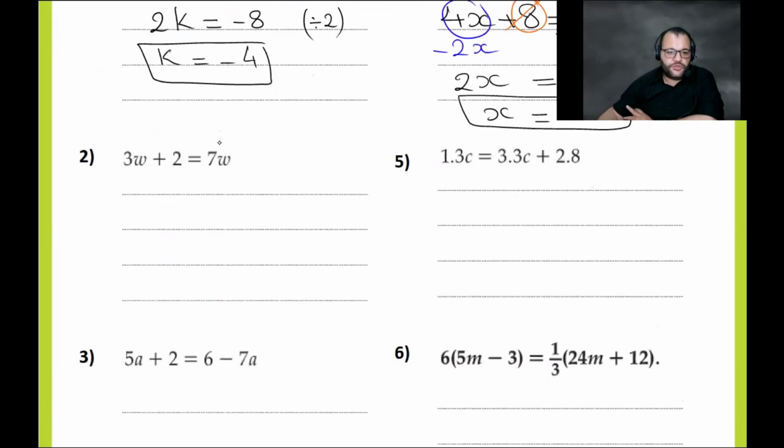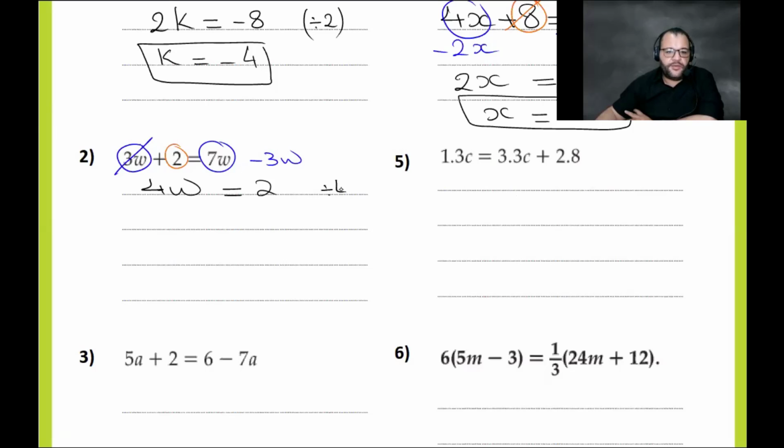Again for question number 2, how do we solve it? We have a variable and only a number, so we can only shift the 3w to the other side, minus 3w. So 7w minus 3w equals 4w, and then 2. The answer is not 2, my bad, I didn't shift it.